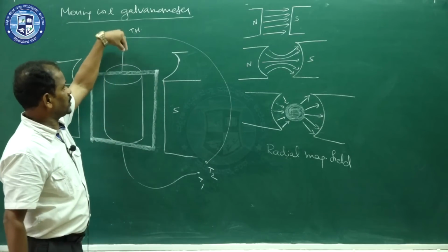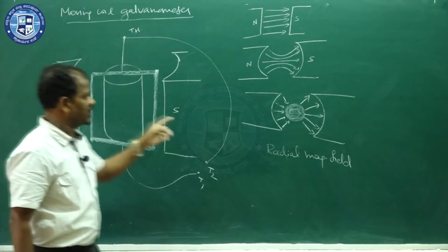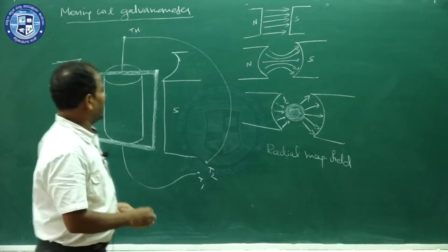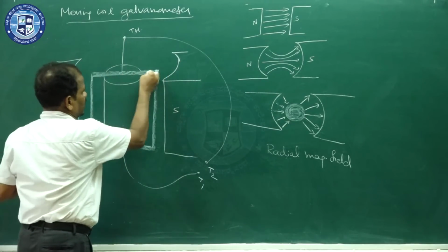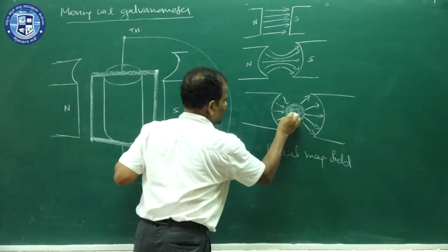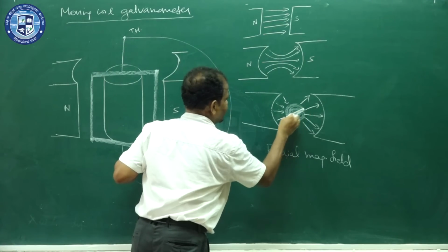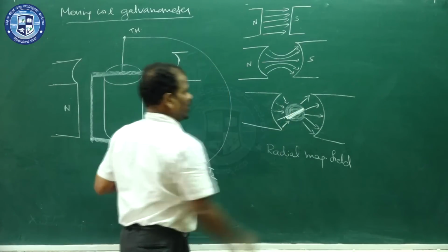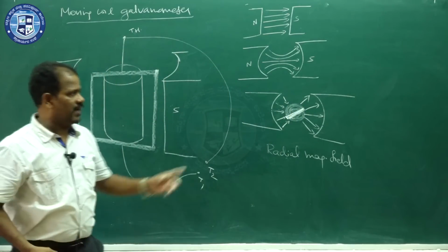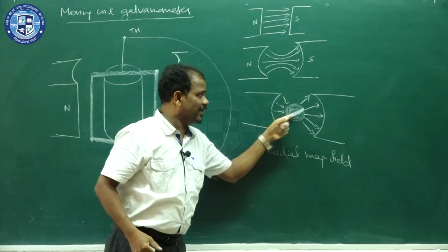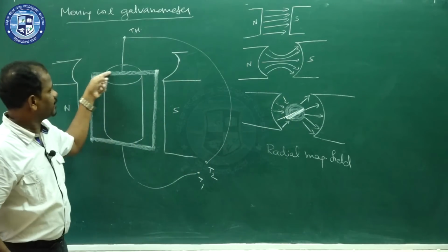When you see from the top, this is the circular iron piece, and these are the two pole pieces. Tell me, where is this part? This part is here. It is the coil. And this is the rectangular coil.